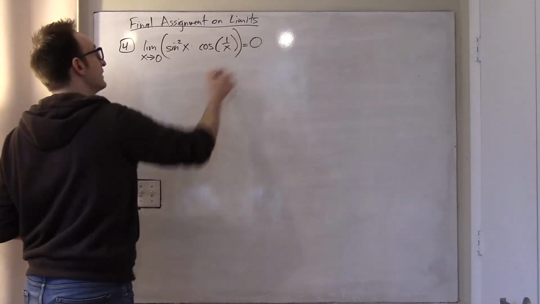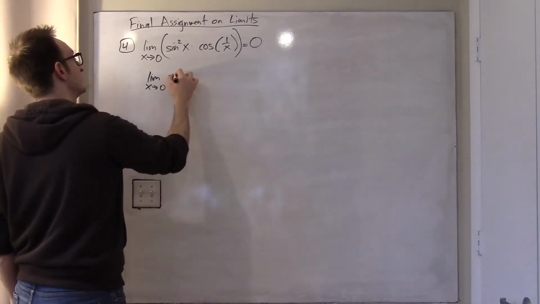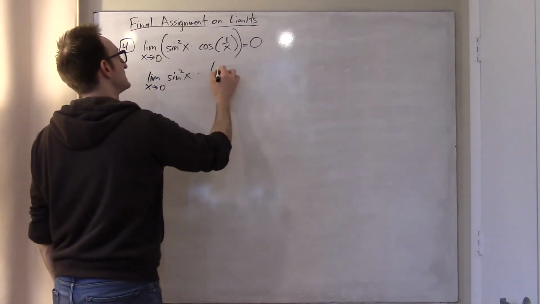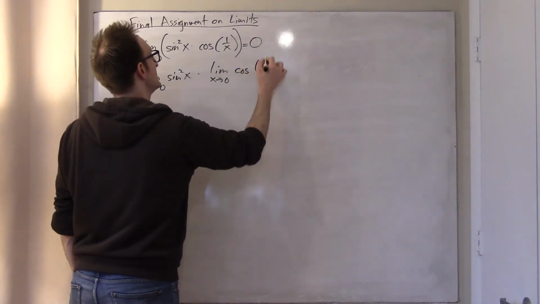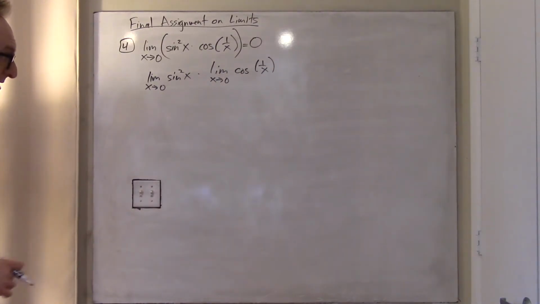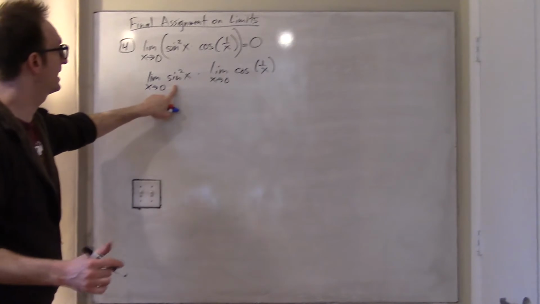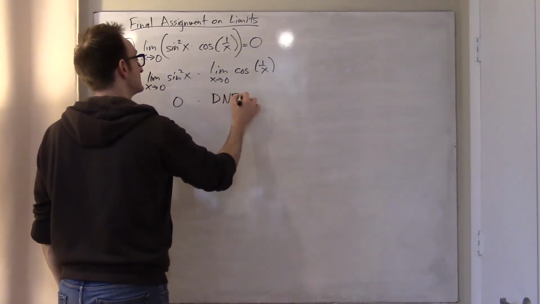The wrong thing to do would be to split this up into the limit as x approaches 0 of sine squared, and the limit as x approaches 0 of cosine 1 over x. This would be wrong. I feel like we've done this problem already 5 times, but it's not quite exactly this one. This would be wrong because what is this limit? Well, this limit is just 0, but this limit does not exist.